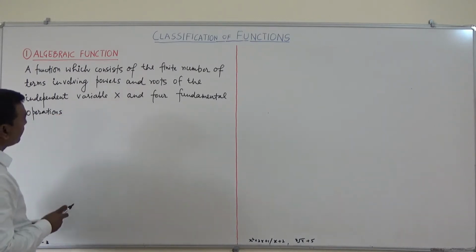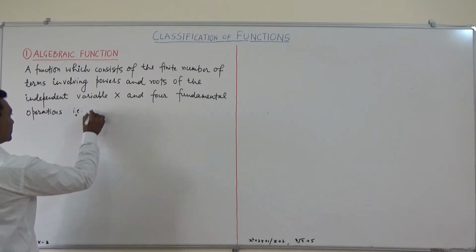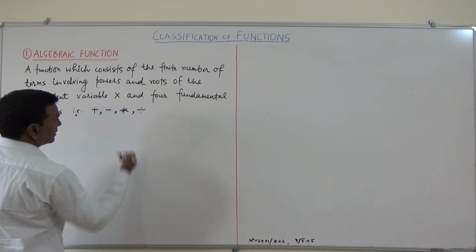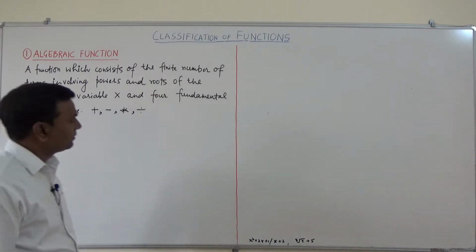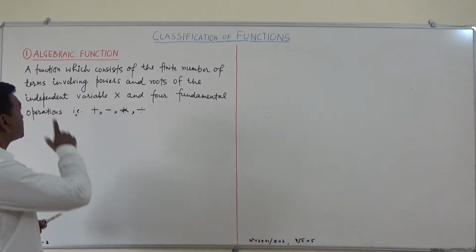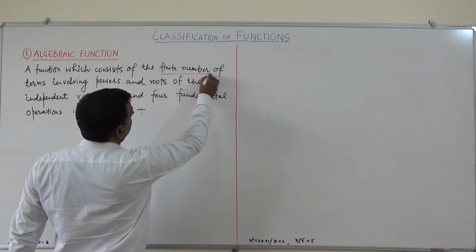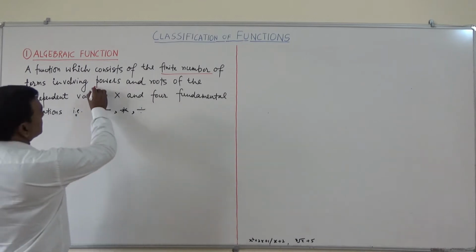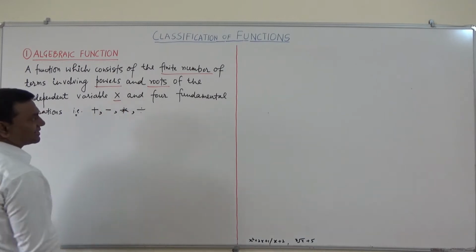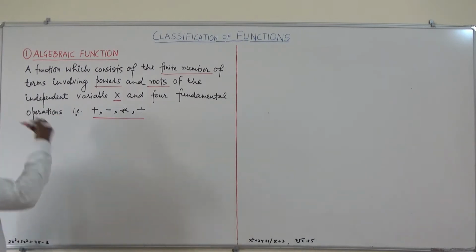That is addition, subtraction, multiplication and division. So these are the four operations. In this case, this is called algebraic function. So a function which consists of the finite number of terms involving powers and roots of the independent variable, let us say this is x, and four fundamental operations, this is called algebraic function.